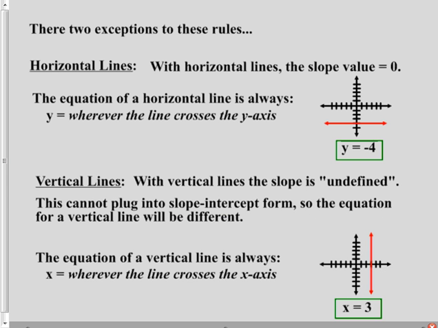The other flip side of that one is when you have vertical lines. Okay, with vertical lines, your slope value is undefined. We also talked about that in the notes for slope. It is undefined because the line is rising, but it does not run. That puts a 0 in the denominator of the slope fraction. And when you have a 0 for a denominator of a fraction, that is undefined.